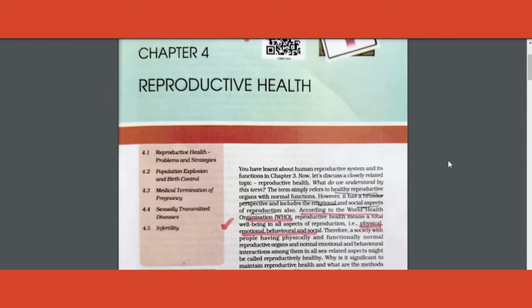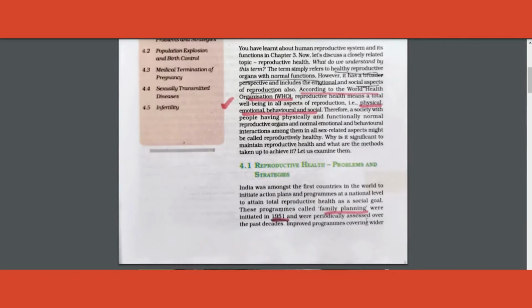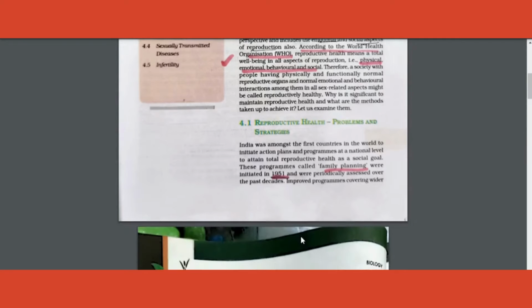Students, the rest of the chapter of reproductive health also has some questions that can possibly come. So let's mark those. First, the definition by WHO of reproductive health. 1 mark. Family planning was started in India in the year 1951. 1 mark again. What does that mean? Reproductive and child health care. RCH full form can be asked.